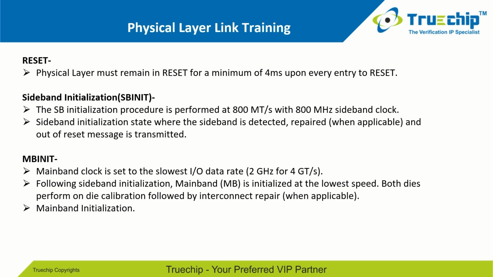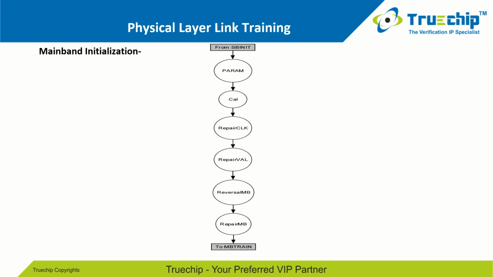Mainband, so the next one is MB init state, where the mainband clock is set to the slowest input output data rate, which is 2 GHz for 4 GT per second. Following sideband initialization, mainband is initialized at the lowest speed, and both dies perform on-die calibration followed by interconnect repair. Now let's have a look at the substates of the mainband initialization. These are the substates for the mainband initialization.